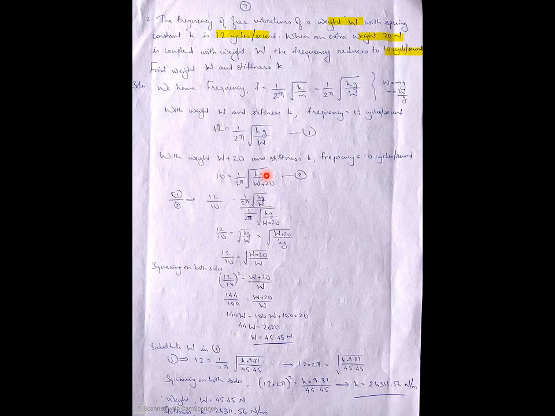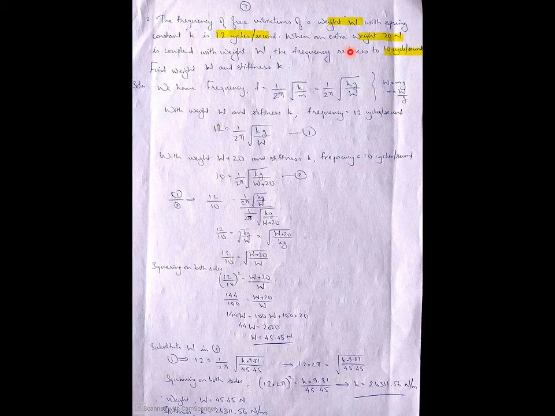So let us see. Now what is the equation connecting all these things? Frequency and weight. We have frequency equal to 1 by 2 pi into root k by m, or in terms of W. So instead of mass, represent it in W. m equal to W by g. So frequency f equal to 1 by 2 pi into root kg divided by W. So this is the main equation. Now the first case is when the frequency is 12 cycles per second, the weight is W and stiffness is K. So 12 equals 1 by 2 pi into root kg by W, let it be equation 1.